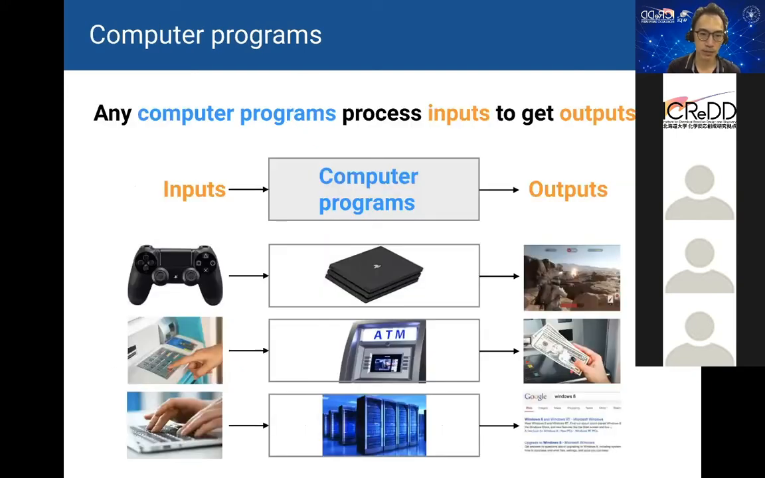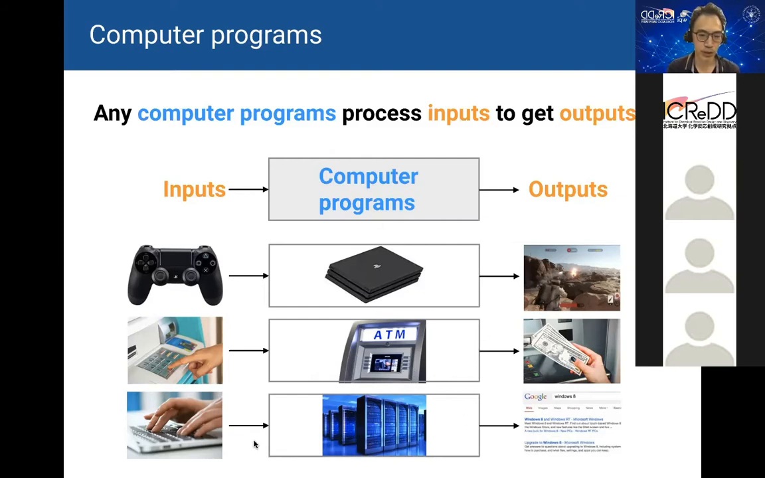Basically, every computer program processes input to get output. For example, if you have some video game hardware, then if you push the button, this is the input, then the screen is rewritten accordingly. Or if you want some money at the convenience store, you put in a secret code or password for your account, then you can get money if your password is correct. This is some program inside this machine.